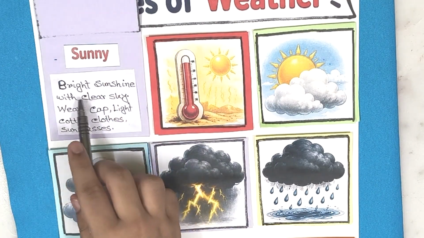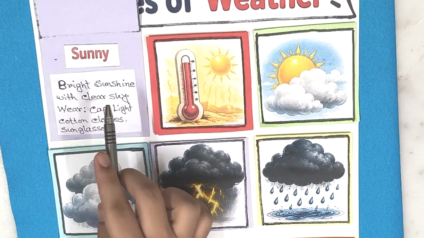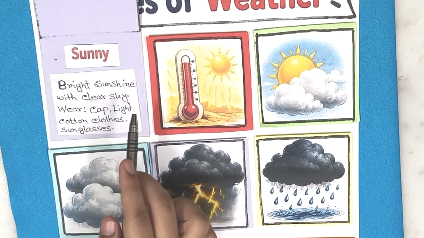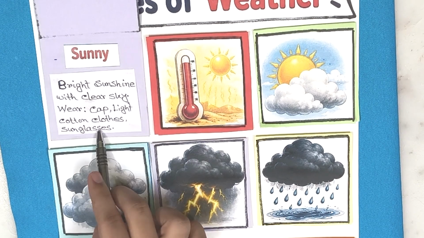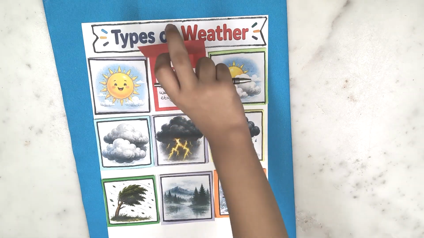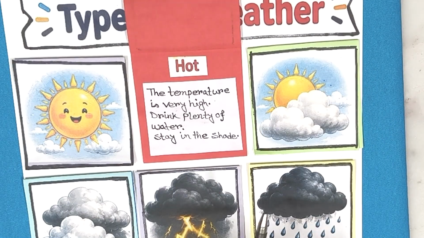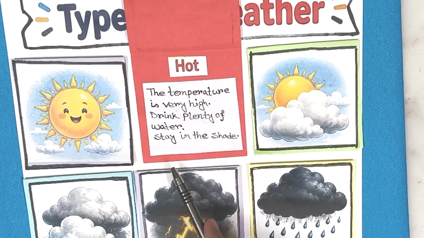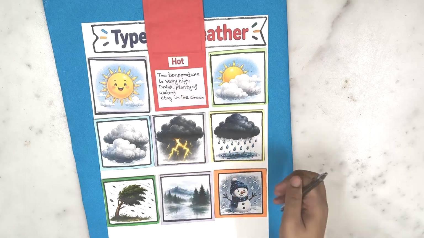Sunny. Bright sunshine with clear sky. You should wear cap, light cotton clothes, and sunglasses. Hot. The temperature is very high. Drink plenty of water. Stay in the shade.